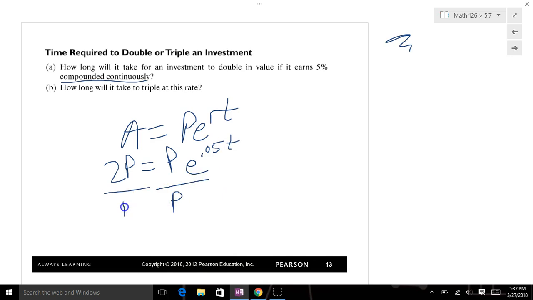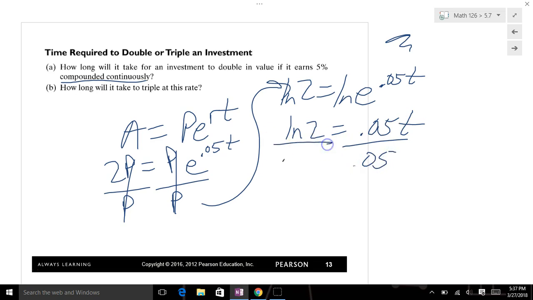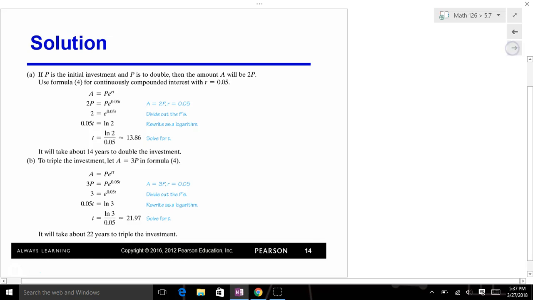Divide both sides by P, so 2 equals e to the 0.05t. Undo e by taking the natural log on both sides. So the ln of 2 equals 0.05t. Divide by 0.05 on both sides. And t equals whatever the ln of 2 divided by 0.05 is. And that's our time t. 13.86 years. That's what that ends up being.